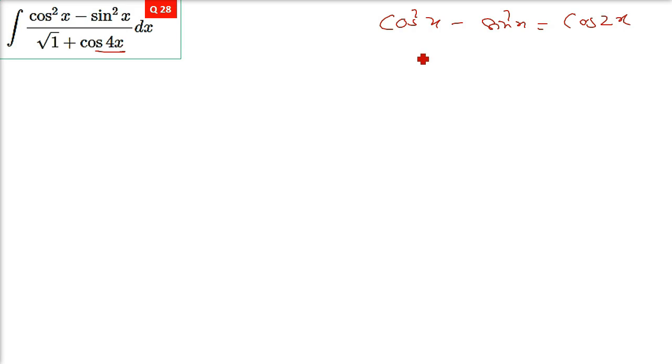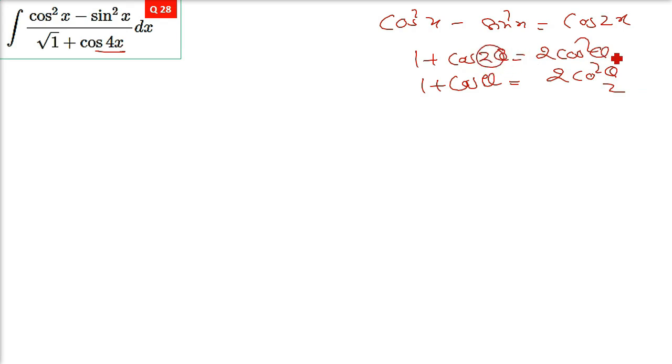What about 1 plus cos? 1 plus cos 2 theta is simply 2 cos square theta. Whatever theta we have on the left, it has to be divided by 2 on the right. For example, 1 plus cos theta is 2 cos square theta by 2. 1 plus cos 4 theta is 2 cos square 2 theta. So I'm just trying to land you at the actual denominator which you see here.